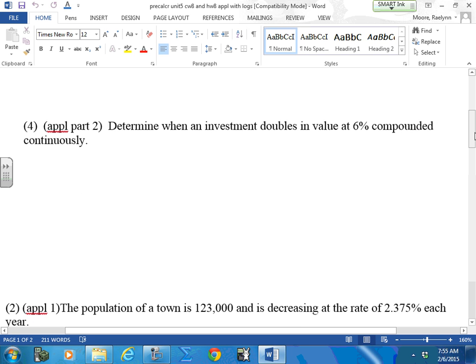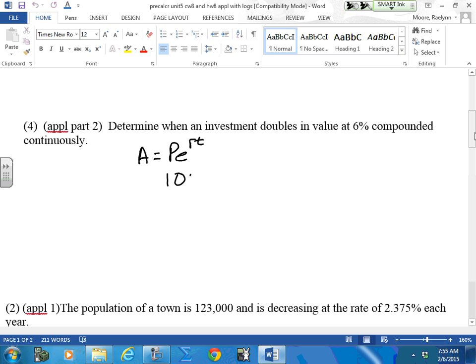Okay, we did this in that same packet. This is when we were compounding your money. We said determine when an investment doubles in value at 6% compounded continuously. This was one of your problems. Compounded continuously is P e to the rt. So we kind of took a shortcut. We said doubles. Anything that you put in and you double, and then we divide it out. And this is why we divide it out.